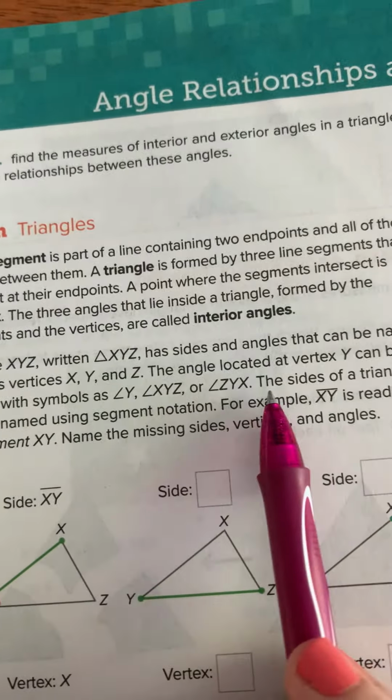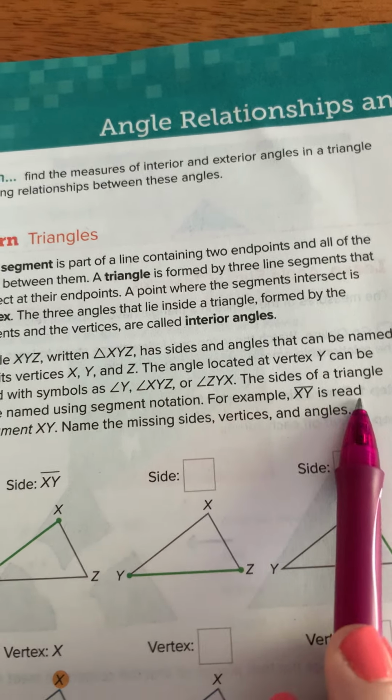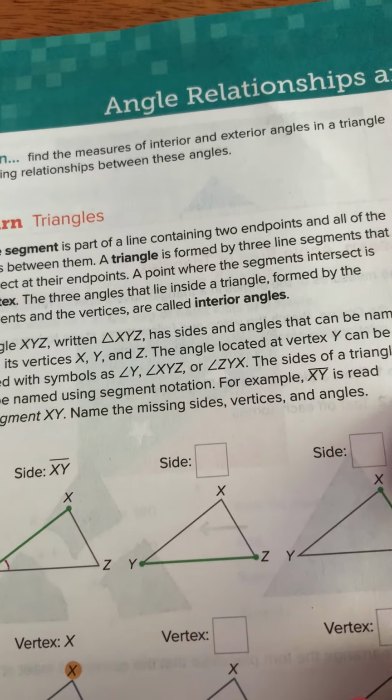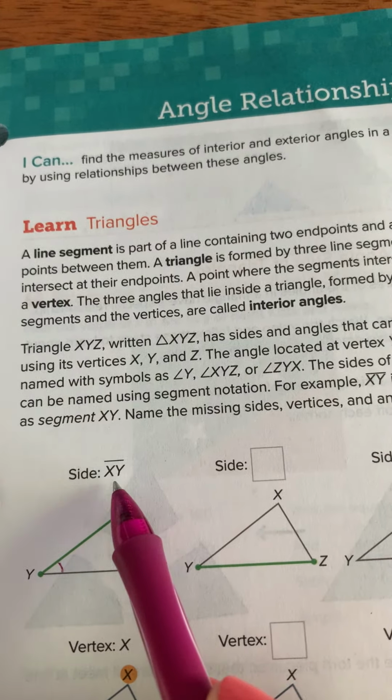The sides of the triangle can be named using segment notation. For example, a line over XY is read as segment XY. So name the missing sides, vertices, and angles. This says it's side XY because you can see it's bold or green, it's standing out. This one would be what? Y and Z. So you'd put Y and Z, and then you have to put a line over it, not with points, just a line over it. You could also put ZY. Whichever one you put first, that's the one you're starting at. So you could say YZ, or you could say ZY, it doesn't matter.